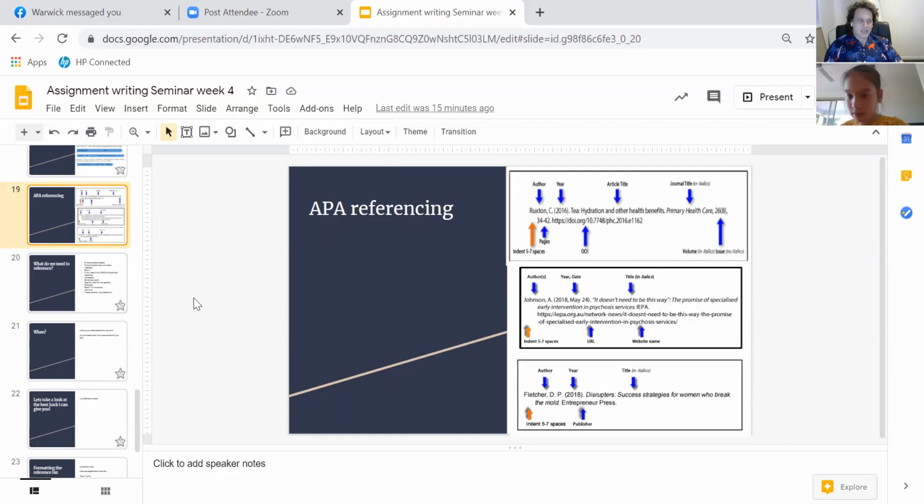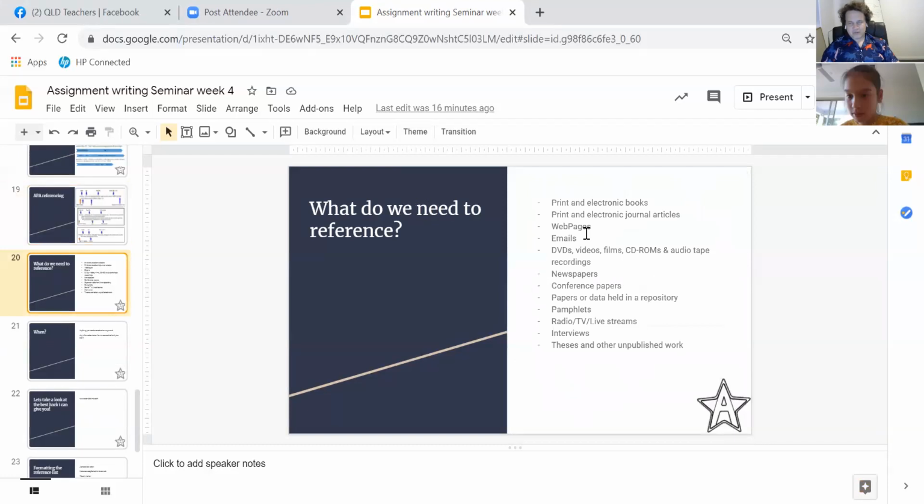If you're asked to give a bibliography, then you need to reference everything you read. If you're just asked to give a reference list, then just what you've cited in text is what you need to put in there. So we have books, journals, web pages, emails, DVDs. In Harvard and APA there is a way to reference just about anything. But if you take information from it, you need to reference it.